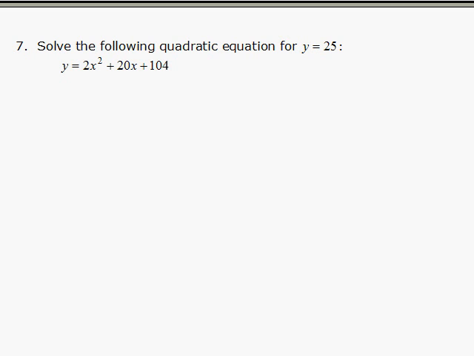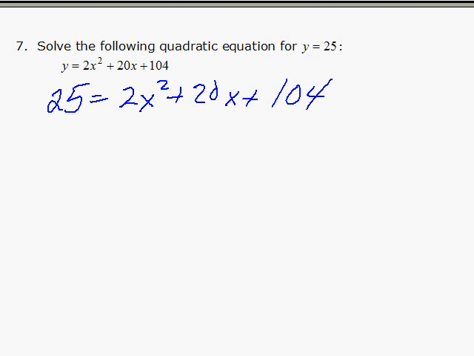For number 7, you need to solve the following quadratic equation for y equals 25. Okay, what does that mean? That means substitute y equals 25 into the equation and try to find x. So if I put a 25 here, you might think about the quadratic formula. However, you only use the quadratic formula when you have this form: 0 equals ax squared plus bx plus c. Then you know your ABCs and you can use the quadratic formula.